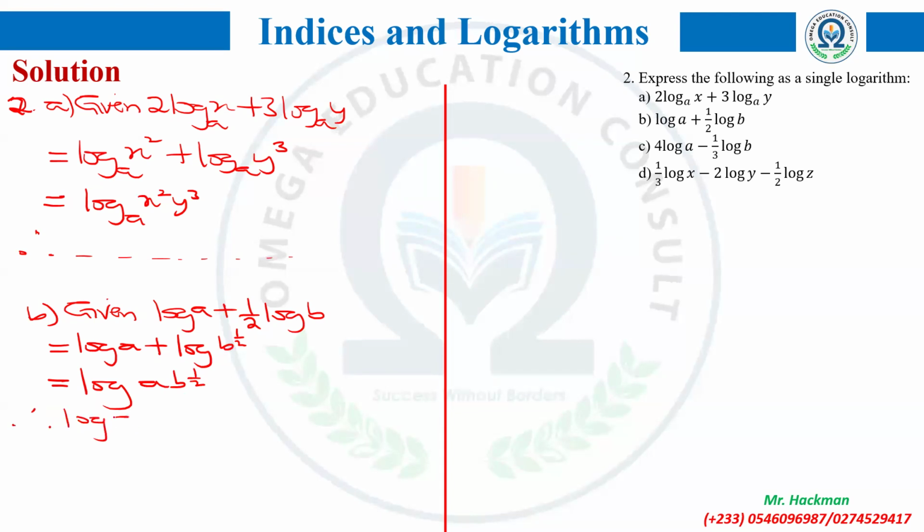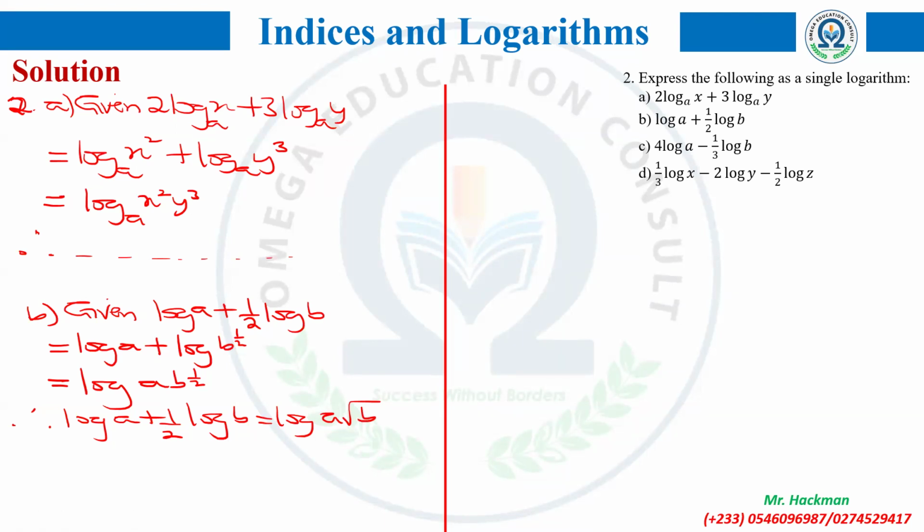So log A plus half log B will be equal to log to the base 10 of A root B. That's the common log of A root B. Is that clear? Because B to the power half is the same as the square root of B.